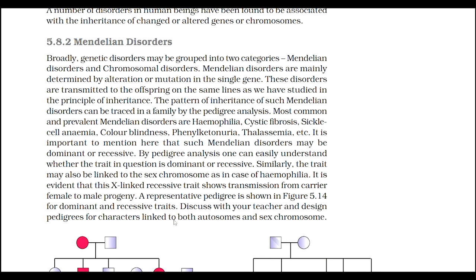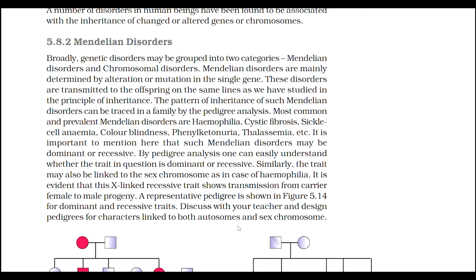It is important to mention here that such Mendelian disorders may be dominant or recessive. By pedigree analysis, one can easily understand whether the trait in question is dominant or recessive. Similarly, the trait may also be linked to the X chromosome, as in case of hemophilia. It is evident that this X-linked recessive trait shows transmission from carrier female to male progeny. A representative pedigree is shown in figure 5.14 for dominant and recessive traits. Discuss with your teacher and design pedigrees for characters linked to both autosomes and sex chromosome.